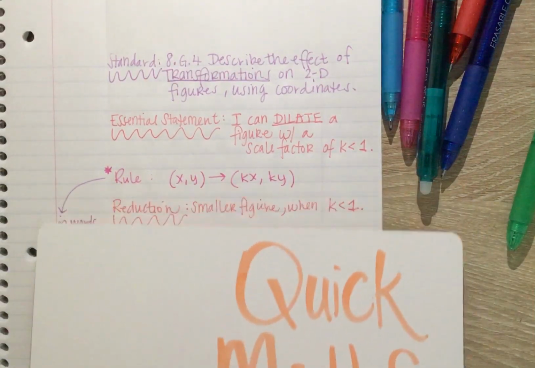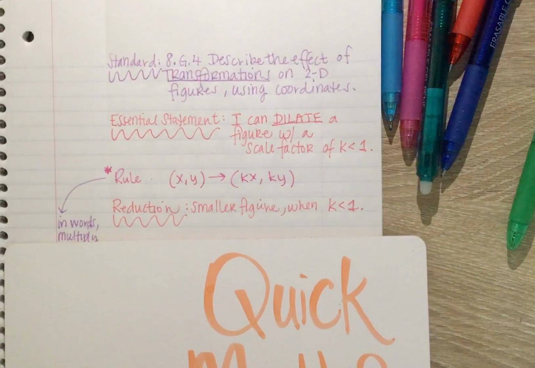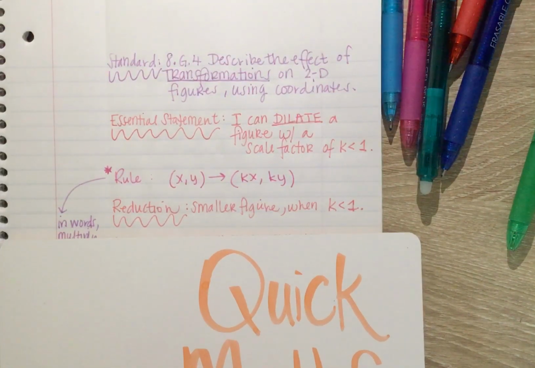Then we move on to what a reduction is. A reduction means you have your pre-image, and using your transformation you dilate the image, and you get a smaller figure after you dilate when k is less than 1.